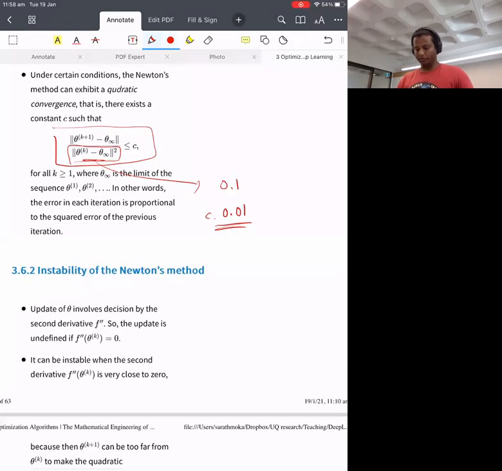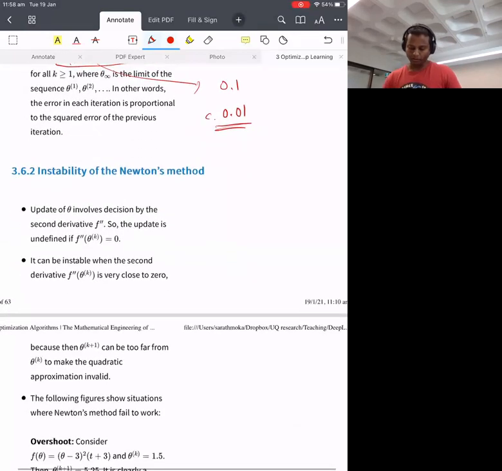It works. There are issues with it. That's what we talk about here: the instability of Newton's method.